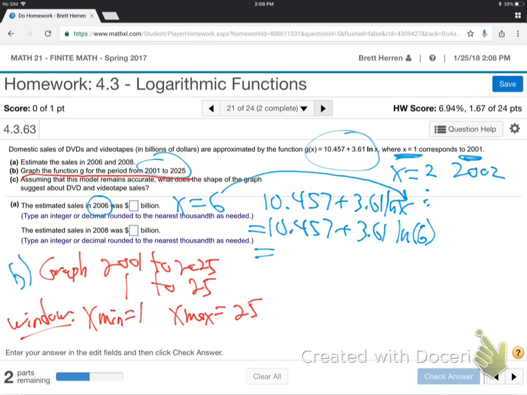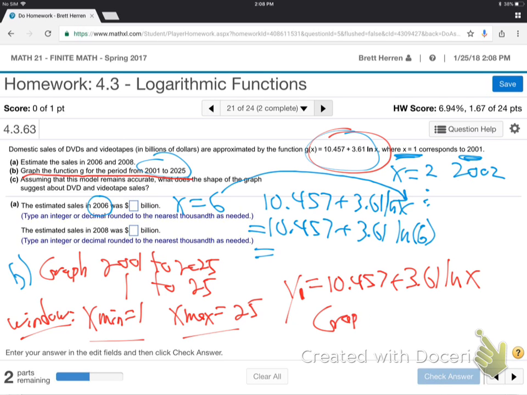When you set the window on the graphing calculator, if they tell you to graph from here to there, say 2001 to 2025, then you let x min be 1, x max be 25 on your window settings, and then put the function into y1. So y1 will equal this function: 10.457 plus 3.61 natural log x. So put that into y1 and then x min, x max, graph it.